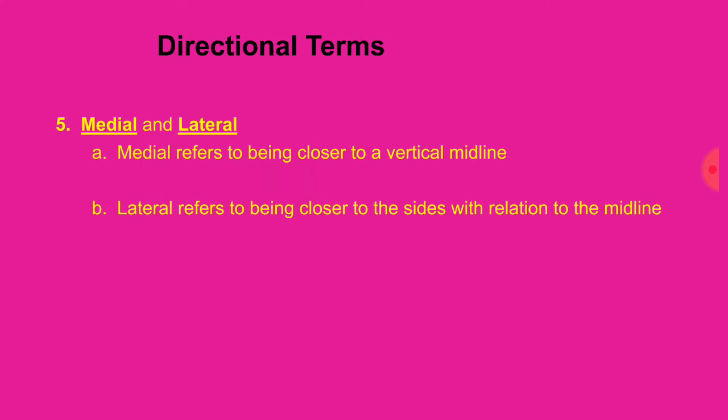Next terms are medial and lateral. Medial refers to being closer to a vertical midline. It refers to the vertical midline of the body, that is called medial. Lateral refers to being closer to the sides with relation to the midline. The side part with relation to the midline is called lateral.